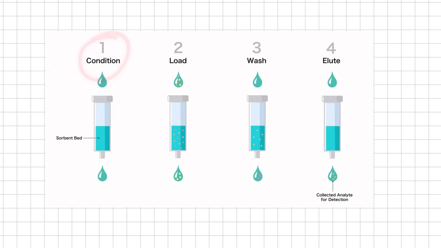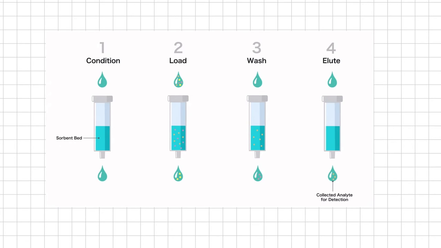So in the conditioning step, the SPE cartridge is rinsed with a solvent similar to the matrix of the sample you want to load. For example, if the sample is an aqueous sample, we would choose an aqueous solvent such as water for conditioning. Once the cartridge has been conditioned, the sample is then loaded into the cartridge.